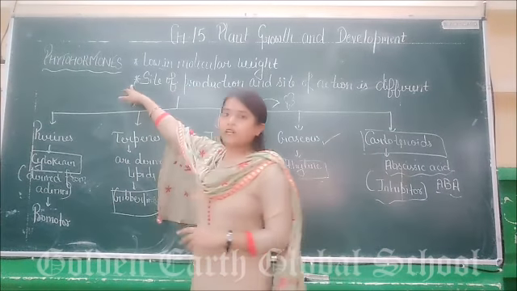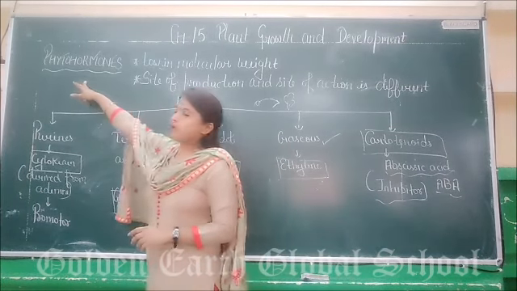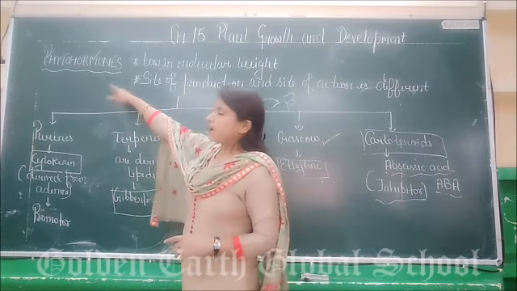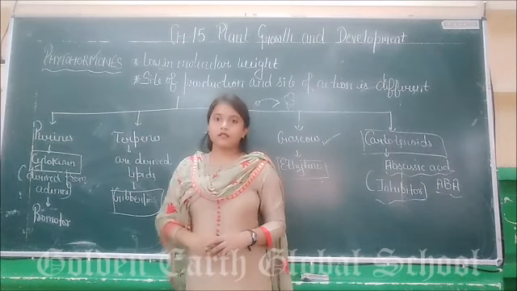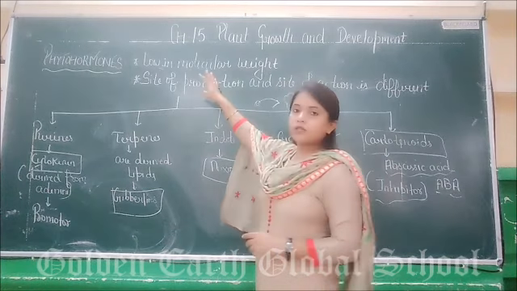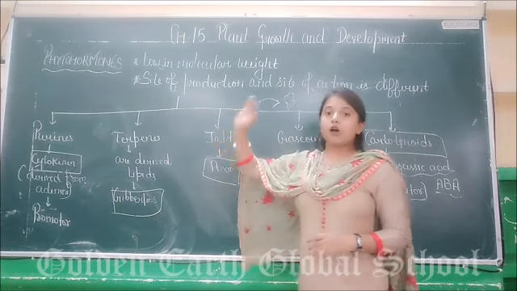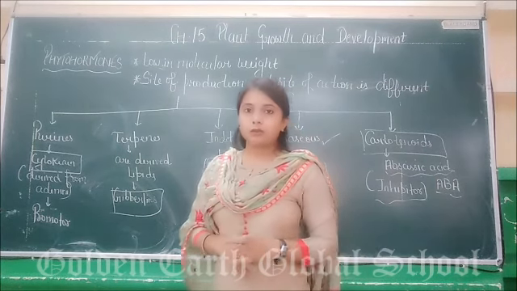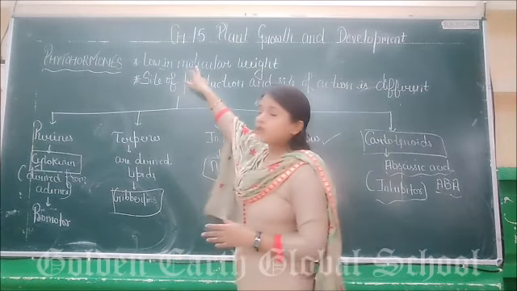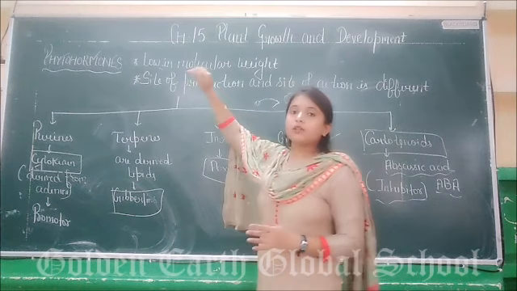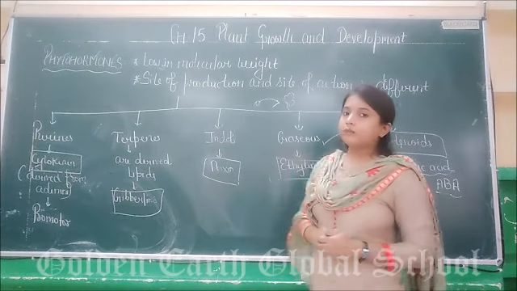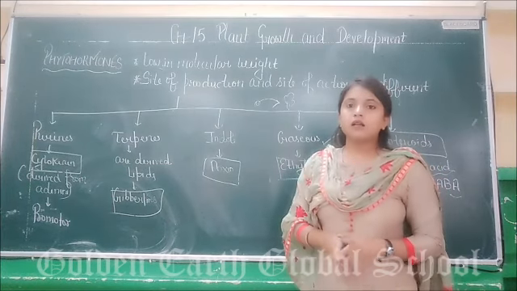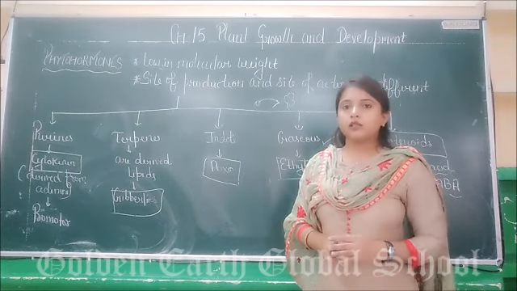Now coming to the phytohormones. The word phyto is derived from the term plant, right? So the plant hormones are also known as phytohormones. Now some general characteristics among all the 5 types of hormones, right? We are going to study the 5 types of plant hormones. The general characteristics are, first, that the phytohormones have a low molecular weight.